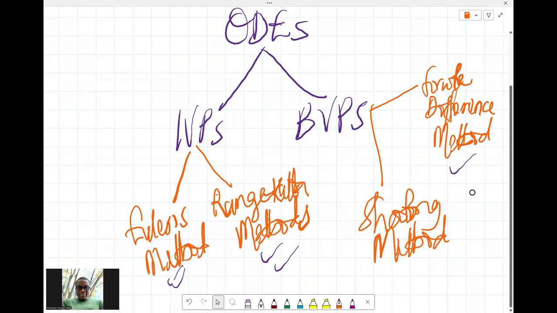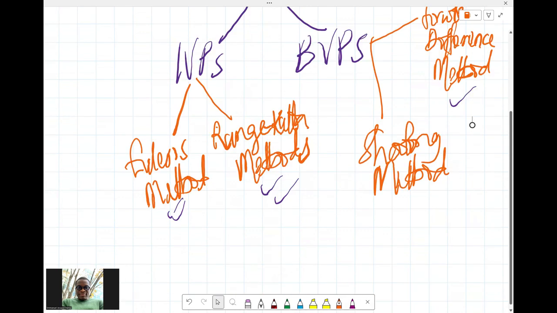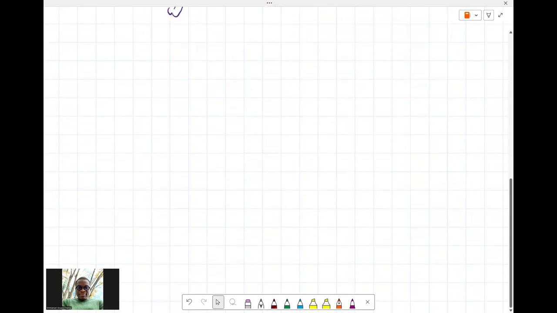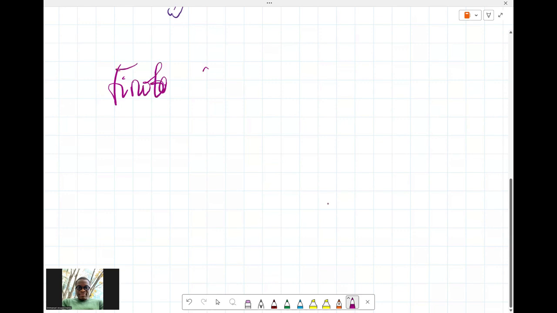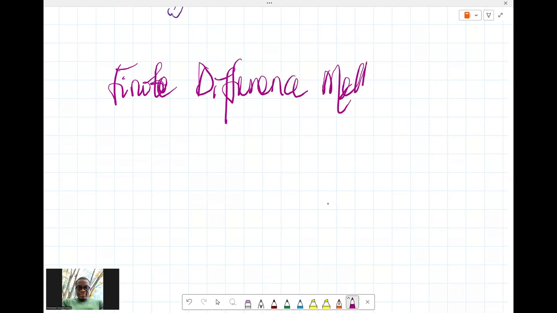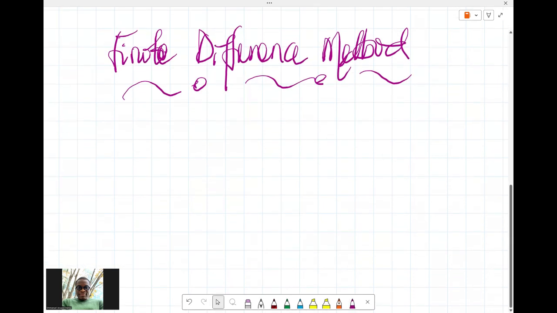Finite difference method. So the first time we came across finite difference was when we were talking about numerical differentiation. So we talked about finite difference and even operators for finite difference. So let's see how this works.